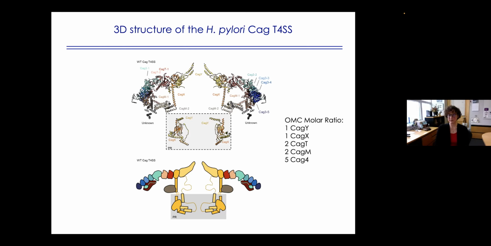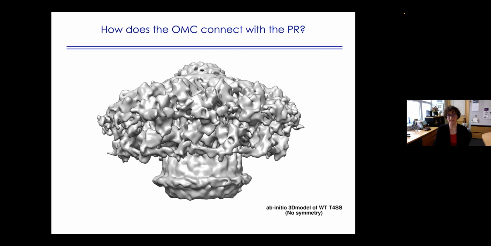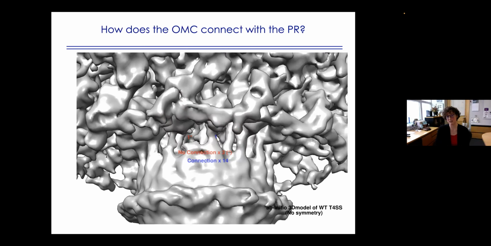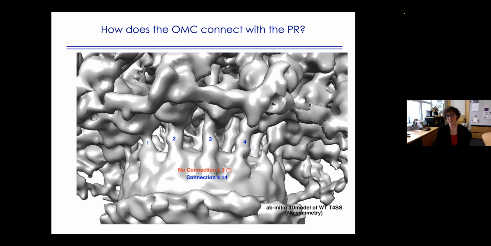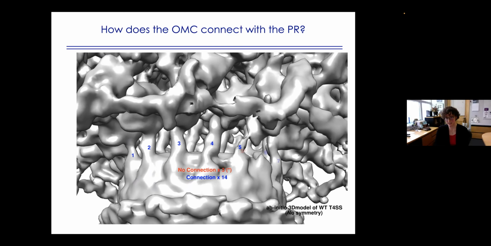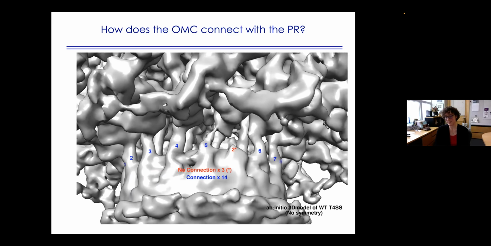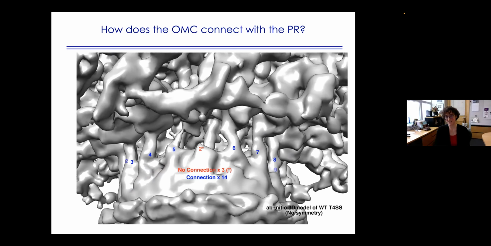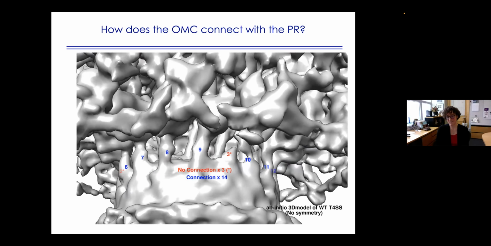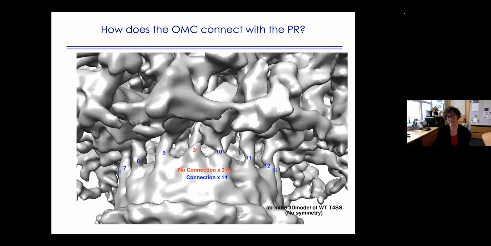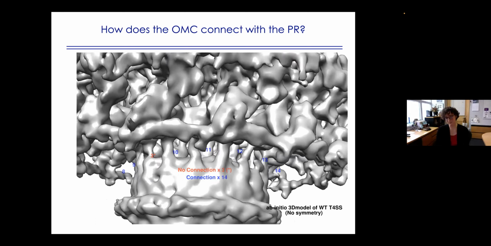Now with H. pylori, we were really struggling because we just could not get enough material to actually see a higher resolution structure without symmetry imposed. So this is a very low resolution structure. And this is just to show you that we can see how the periplasmic ring is actually connected to the OMC, but not with any sort of detail that would allow us to actually identify how or what molecular components are doing that. And then we could also see different connections that were not going across this symmetry mismatch.